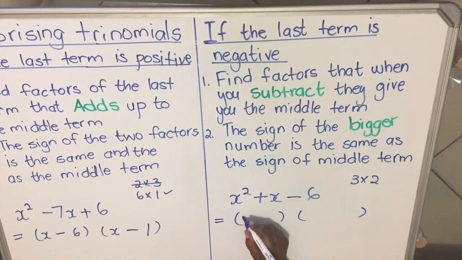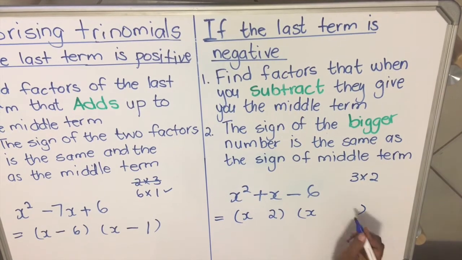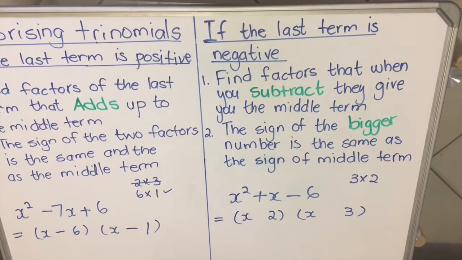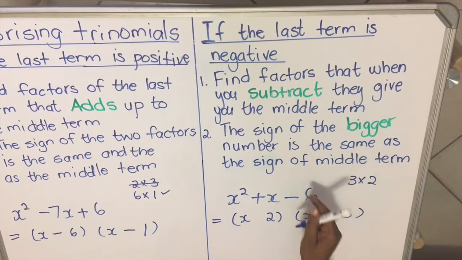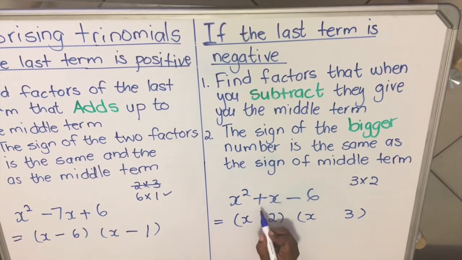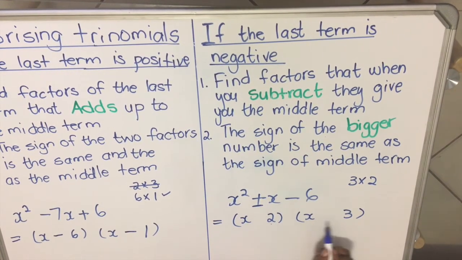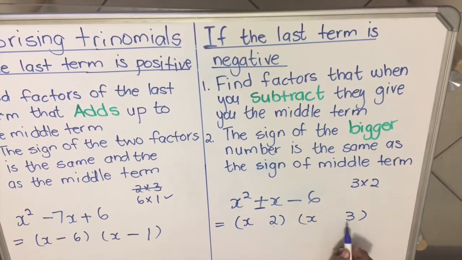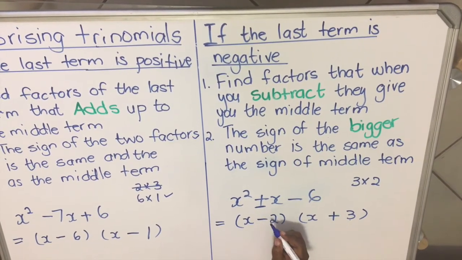Then you do the brackets, put an x there and an x there. You put the factors, and you can put them in any order. It doesn't matter. Then the important part: the bigger number will take the sign of the middle term. In this expression, our middle term is positive. Out of these two factors, which one is bigger? 3 is bigger, so 3 will be positive and 2 will be negative.